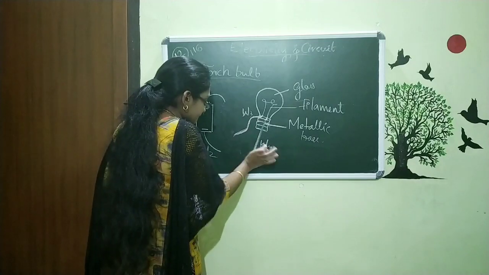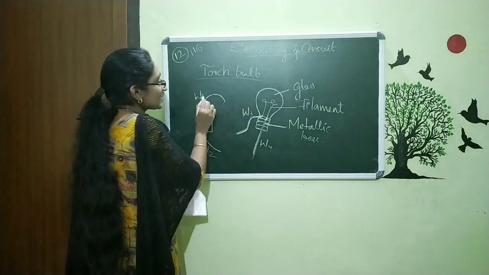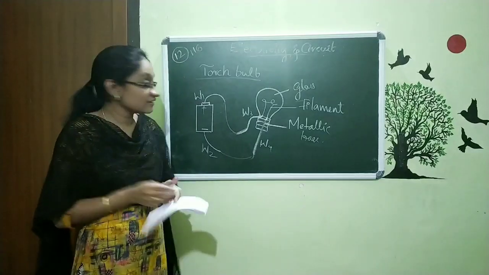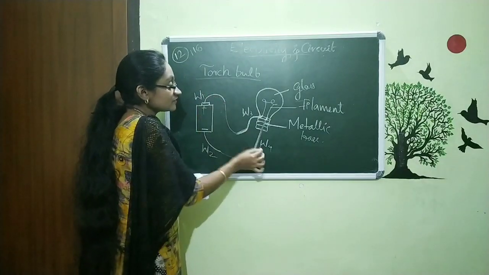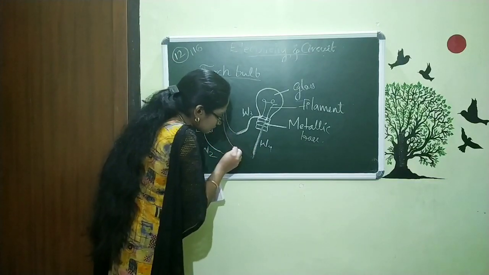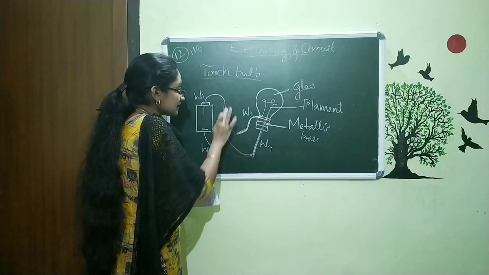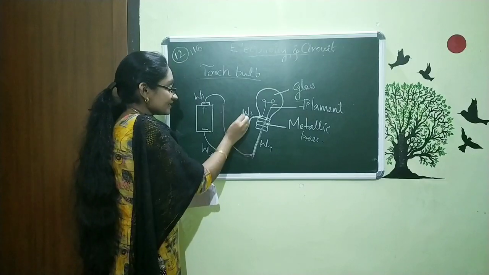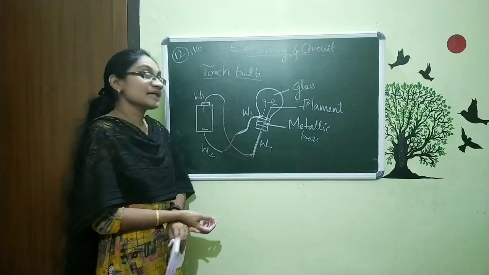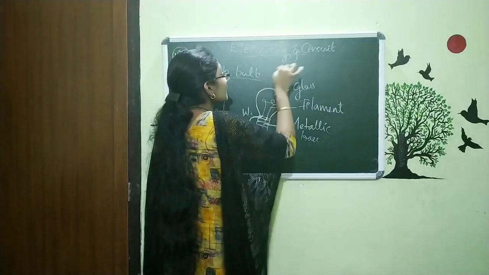And now the final thing. At first we said wire 1 to wire 3, this we designed. Now I am connecting this wire 1 with wire 4. And here, this wire 3 with wire 2. That means I am just closing this. And now what happens? Does this bulb glow? The bulb will glow.